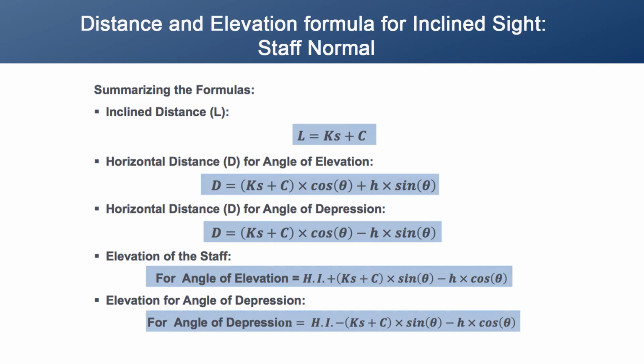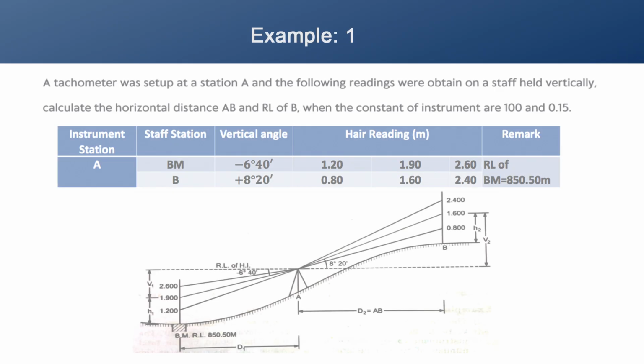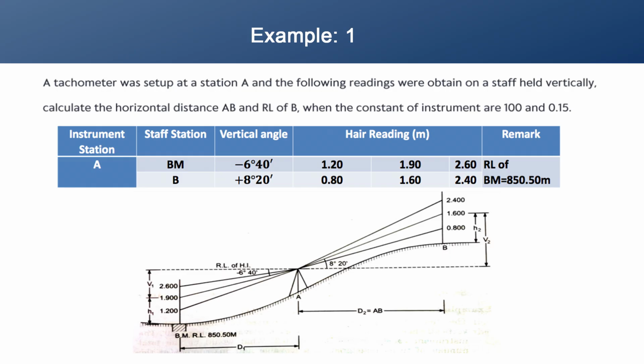A special note here is, I want to emphasize that these formulas apply specifically to externally focusing telescope with an anallactic lens, which eliminates the need for a distance correction term, simplifying the calculation. Let us go through an example now.